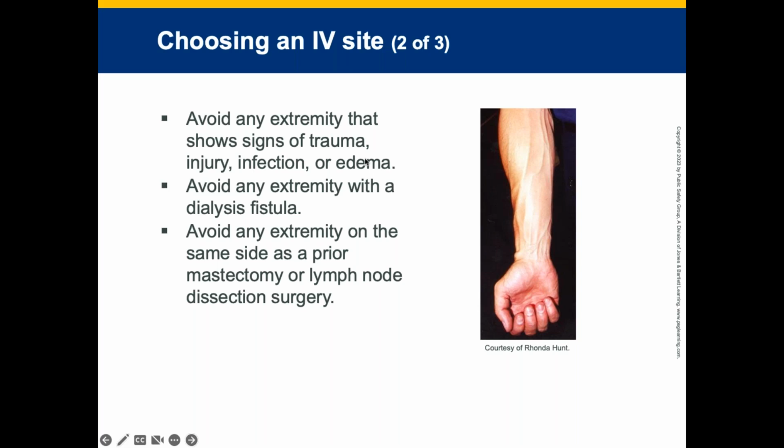Okay. So avoid any extremities that show signs of trauma, injury, or infection or edema. We don't want to infiltrate any of that. We're going to avoid any extremity with dialysis fistulas. Do not do IVs where fistulas are located. And avoid any extremity on the same side as a prior mastectomy or lymph node dissection surgery. They say avoid, but if that's all the access you have, you might have to go into that area.